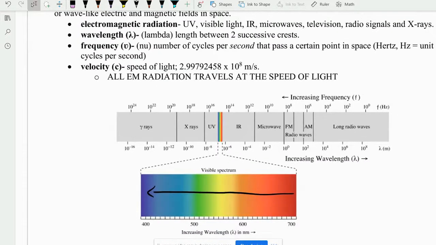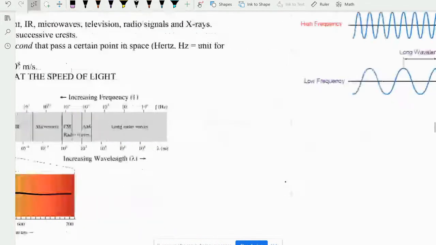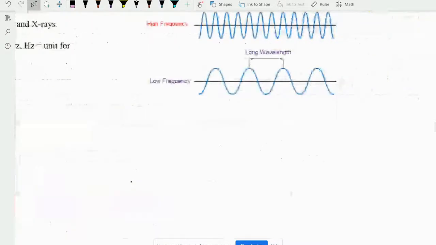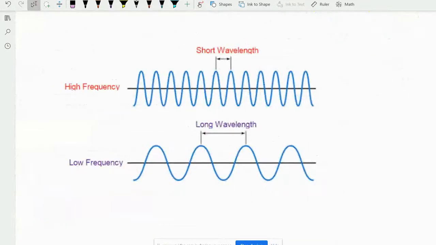So let's go ahead and delineate and be very specific about what a wavelength is and what frequency means. And so I went ahead and embedded an additional image here that you likely do not have in your notes. So if you need to pause me for a second and copy this down, then please, by all means, do.